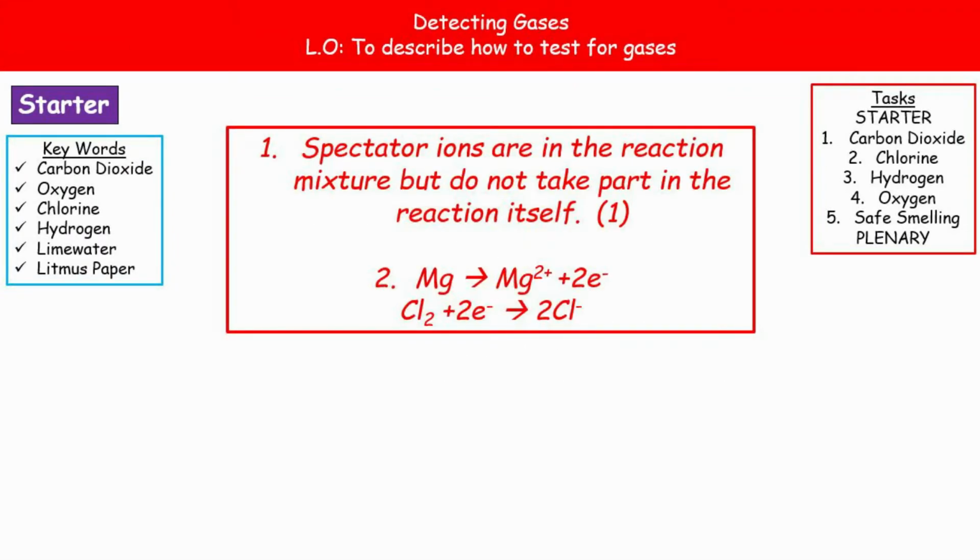Question 1, hopefully we said that spectator ions are in the reaction mixture but do not take part in the reaction themselves. So 1 mark if you got words to those lines. Question 2, 2 marks available, 1 for each of our half equations here. So 1 mark if you wrote down Mg makes Mg2+ plus 2e-, and a 2nd mark if you said Cl2 plus 2e- makes 2Cl-. You've got to have the balancing right to actually get the mark for each of those.